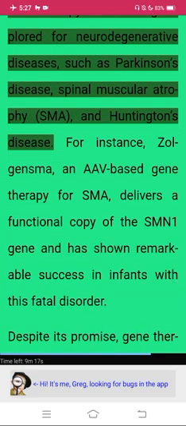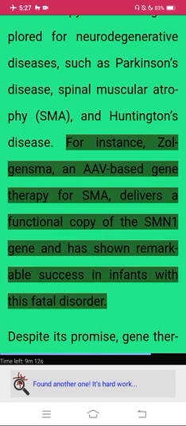Gene therapy is also being explored for neurodegenerative diseases, such as Parkinson's disease, spinal muscular atrophy (SMA), and Huntington's disease. For instance, Zolgensma, an AAV-based gene therapy for SMA, delivers a functional copy of the SMN1 gene and has shown remarkable success in infants with this fatal disorder.